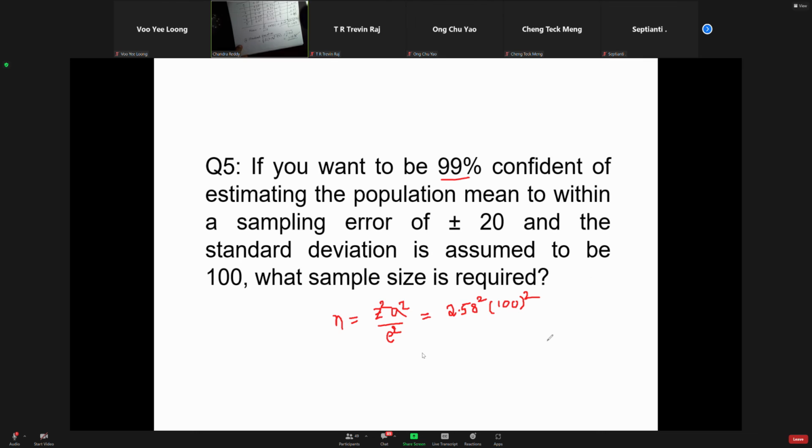Okay, Sharmin, I'll tell you. Let me just write this down. Over 20 squared. So if you do this calculation, I think you will get about 166.4. So the sample size, we round to the next higher number. So n should be 167.